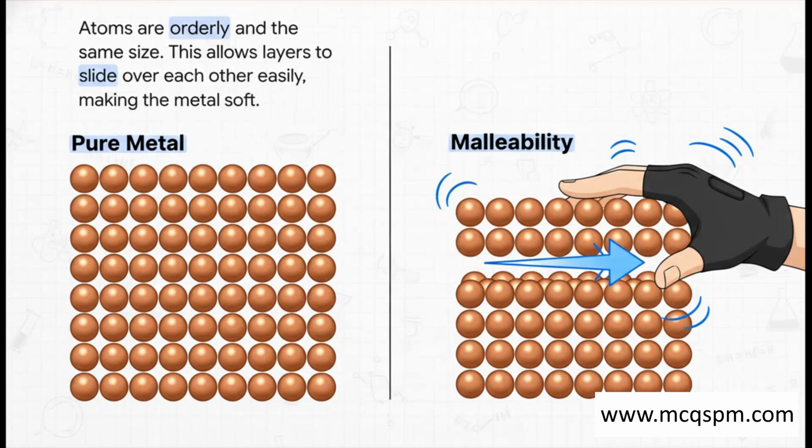To get this, I want you to imagine a pure metal as a perfect stack of identical billiard balls. See how they're all the same size? They're arranged in these really neat, orderly layers. Now, if you give them a push, what happens? The layers just slide over each other super easily. This is why pure metals, like pure gold or copper, are actually quite soft.